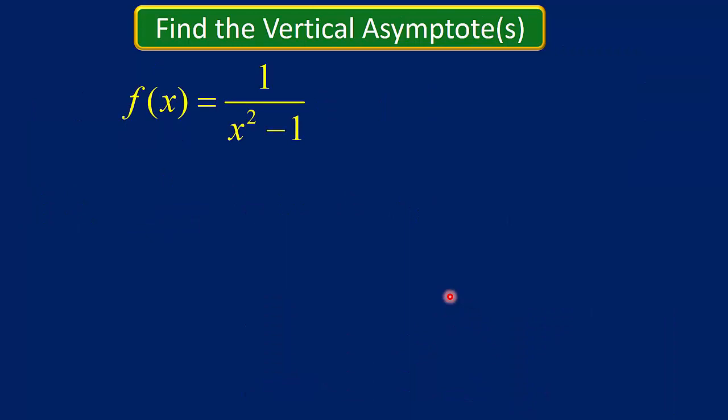Now, let's look at this one. Here we've got 1 over x squared plus minus 1. So just like always, I take the x squared minus 1, set it equal to 0, and solve it. And I get, this time, x equals plus or minus 1. So here is a case where we have two vertical asymptotes.